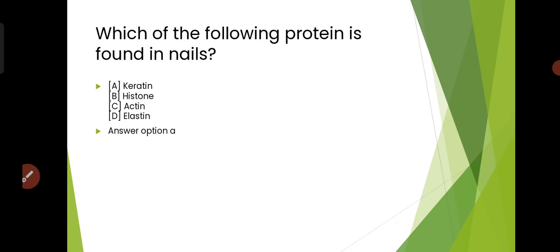Which one of the following protein is found in nails? Your options are keratin, histone, actin, or elastin. Girls must be knowing this answer. So the answer is A, that is keratin. Okay, now moving on to the next question.